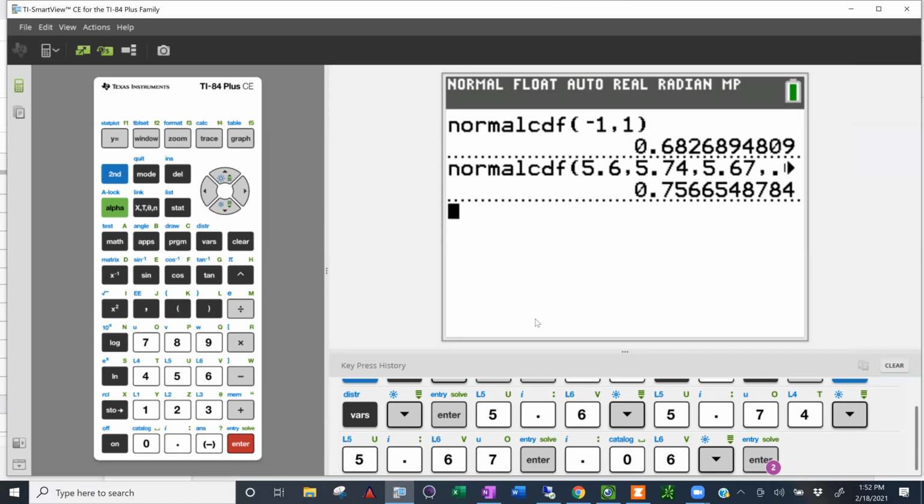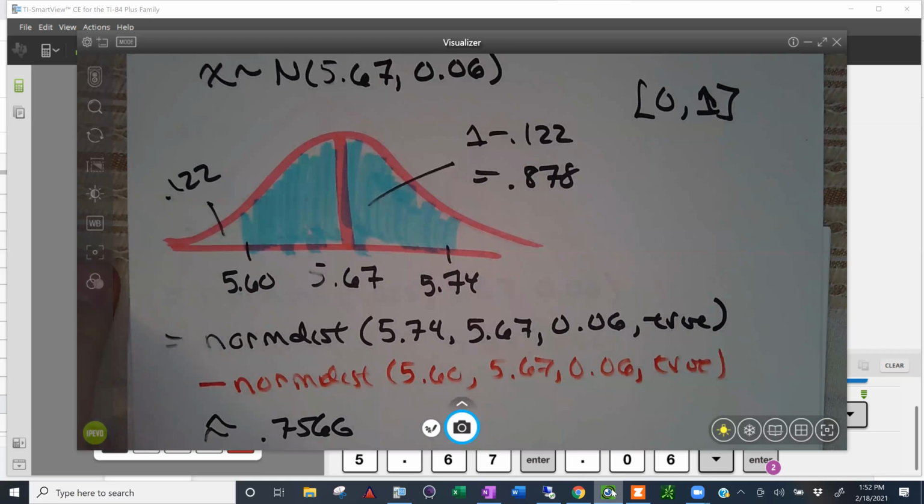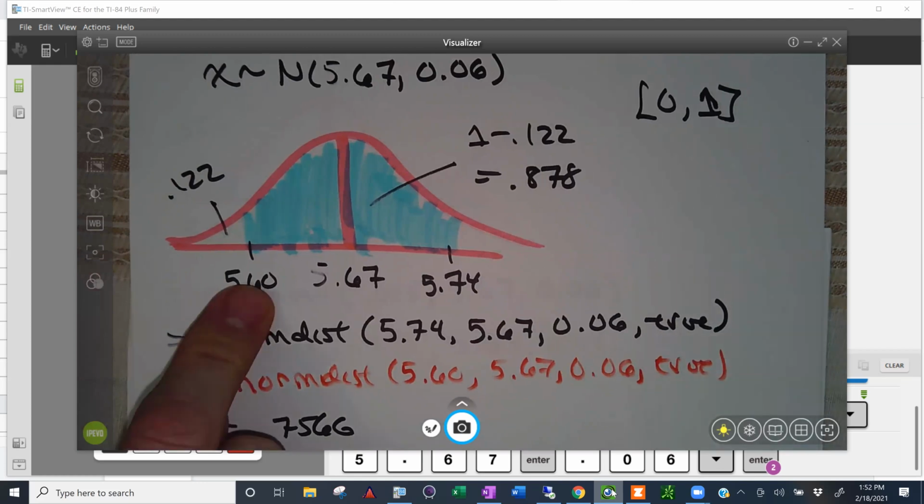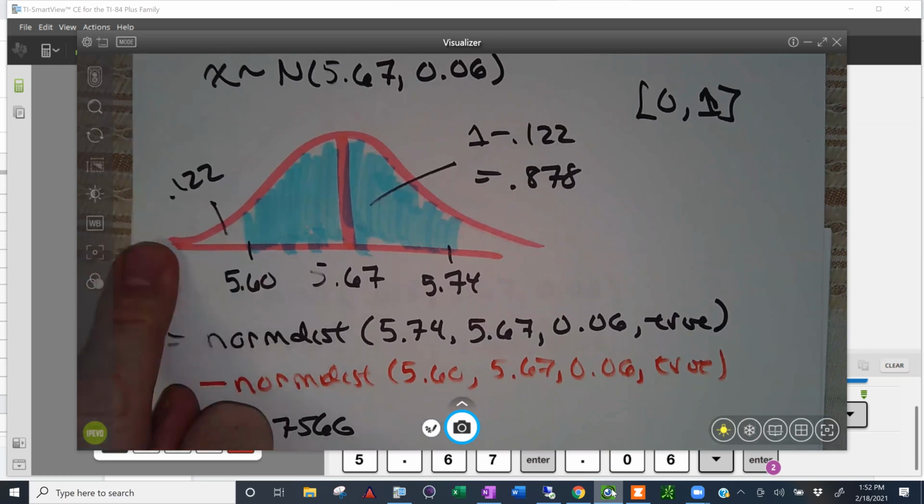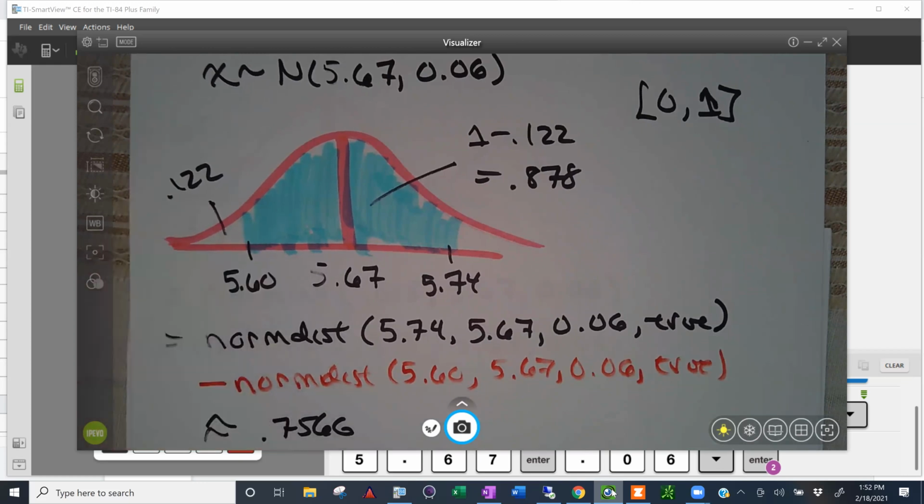So hey, why not always use a graphing calculator? Well, it gets a little bit tricky to use a graphing calculator in certain instances. For instance, what if I wanted to try and find the area just to the left of 5.60? Well, then I got to think a little bit harder because the area to the left of this, I've got a right bound, but what do I put in for a left bound? Because the graphing calculator works by giving you a right bound and a left bound.